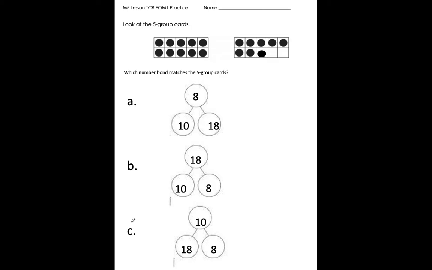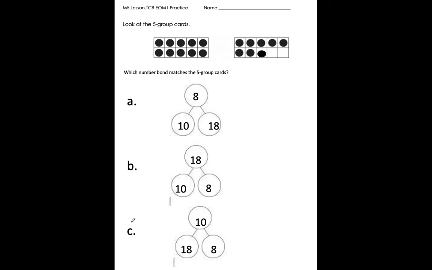Same thing here, guys. Different number. I want you guys to try to do this one on your own. I want you to look at the 5 group cards, and then I want you to write a number bond for the 5 group cards, okay? And then when you're done, figure out which number bond matches what you have on your paper. Is it A, B, or C? You may push pause while you're working on this, and then push play when you're ready.